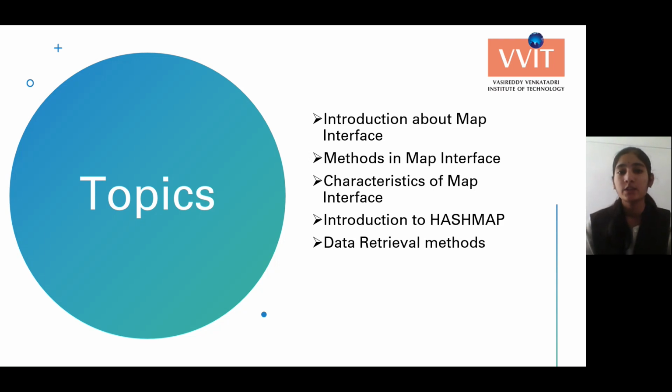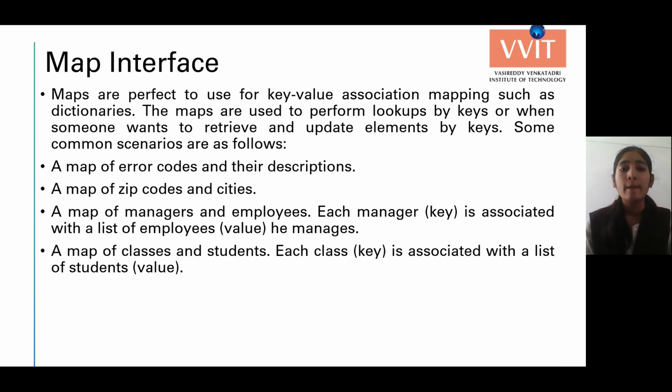Let us see the first one, introduction about map interface. Maps are perfect to use for key value association mapping, such as dictionaries. The maps are used to perform lookups by keys or when someone wants to retrieve and update the elements by its keys. Means specifically the values contain some keys instead of index values.